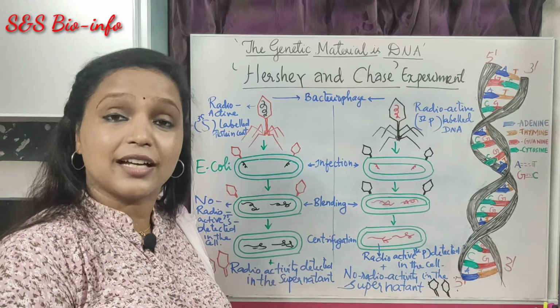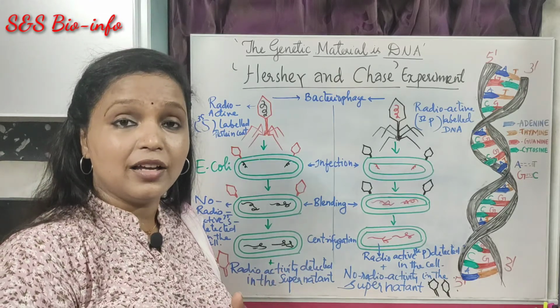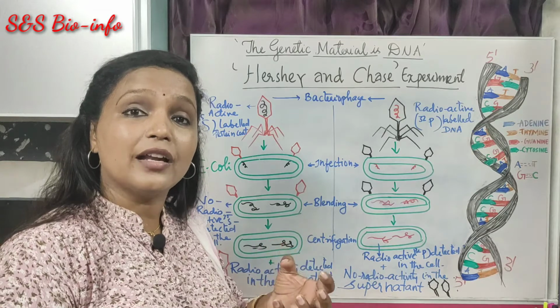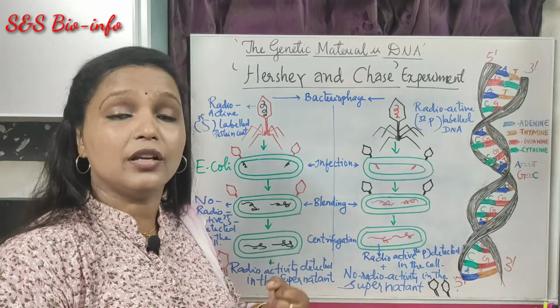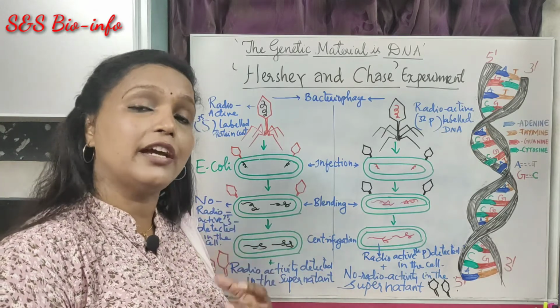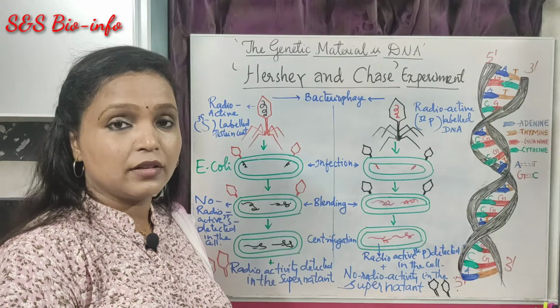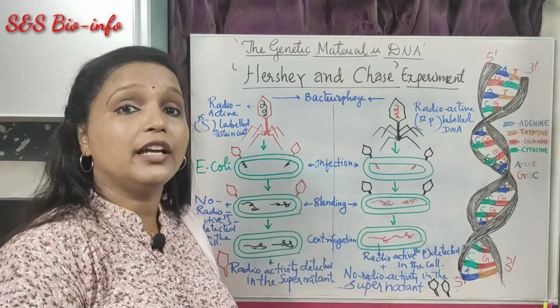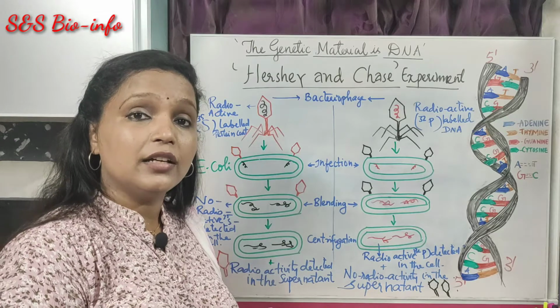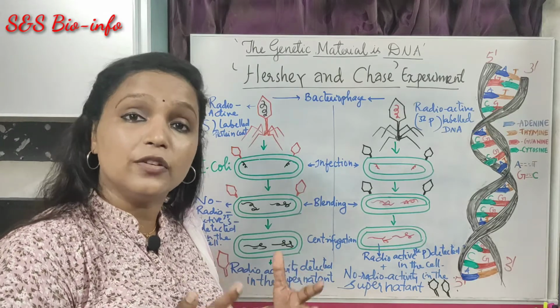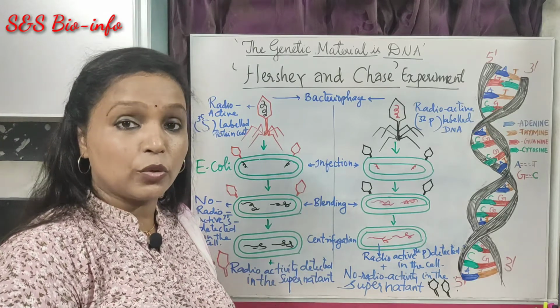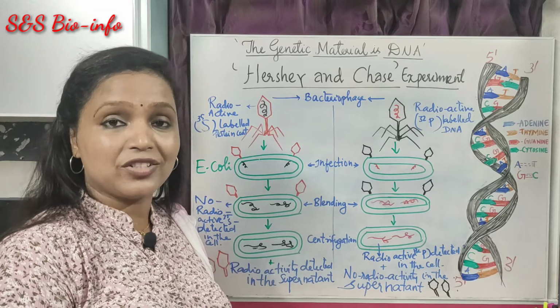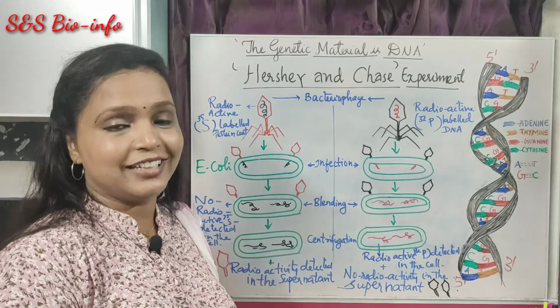Why is DNA considered as the genetic material? This master copy can store the information in the form of nucleotide base pairs. It can store all the information regarding the complete features of an individual organism. So it is the hereditary material or the genetic material.